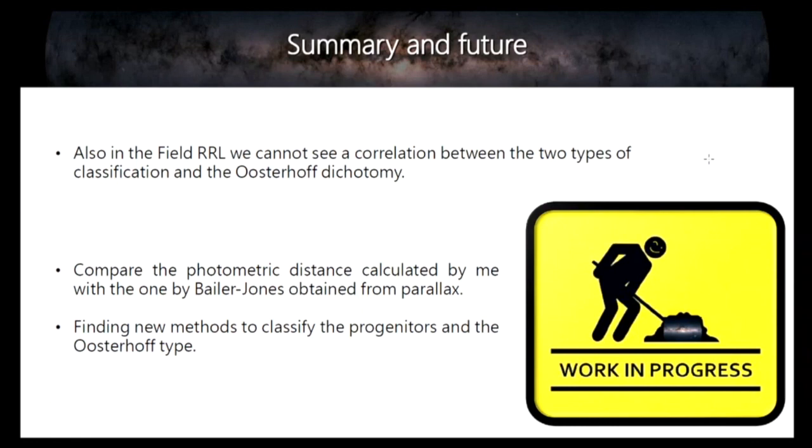of classification. My project is a work in progress, of course. So what I want to do in the future is compare my photometric distances with the parallax distances by Bailer-Jones, and find some other method to classify the progenitors and to separate, of course, Oosterhoff types, different progenitors, and in situ accreted classification.